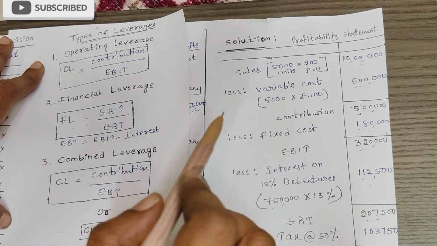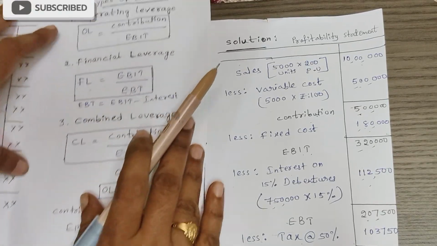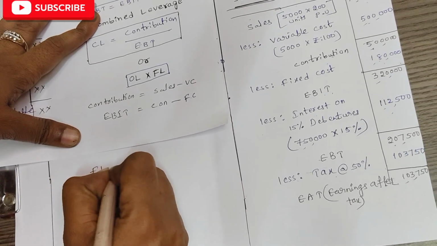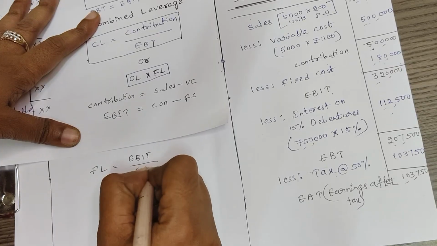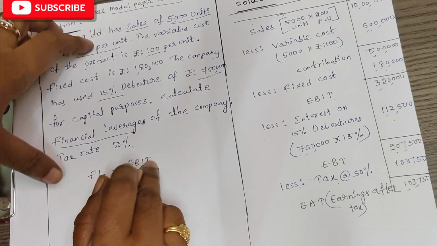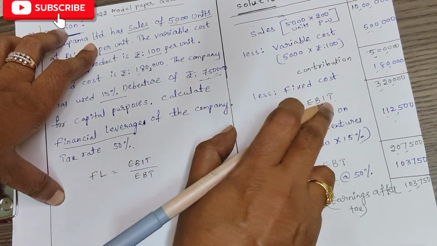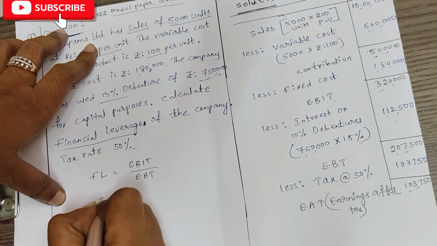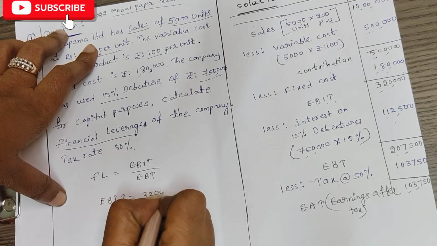So what is our formula of financial leverage? Financial leverage is equals to EBIT divided by EBT. Here I am applying financial leverage is equals to EBIT divided by EBT. So what is our EBIT? Earnings before interest and tax. Where is the earnings before interest and tax? Here. After contribution, deduct fixed cost, then you will get earnings before interest and tax. How much is there? EBIT is equals to 3,20,000.